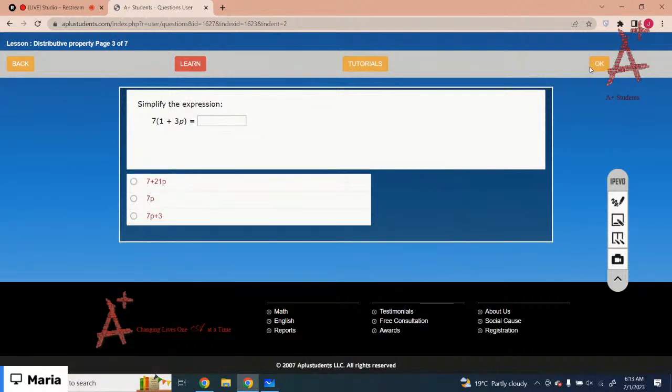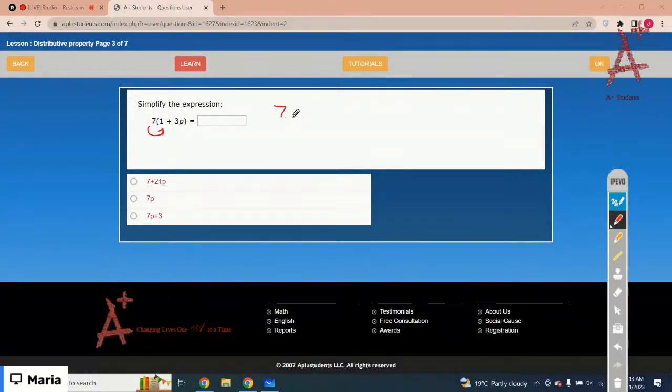Okay, the next one is 7 times 1 plus 3p. So you have to do 7 times 1. 7 times 1 is 7. Now you have to do 7 times 3p. 7 times 3 is 21, so it would be 21p. 7 plus 21p. Got it? So option number 1 is the correct option.